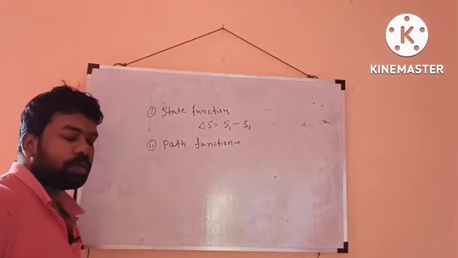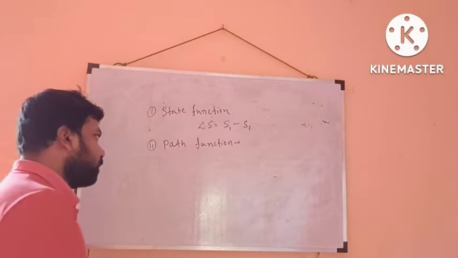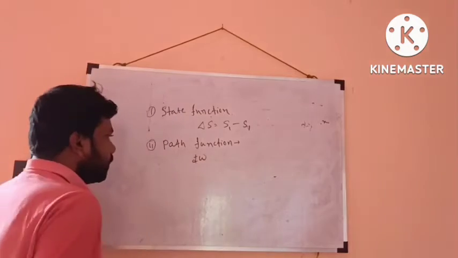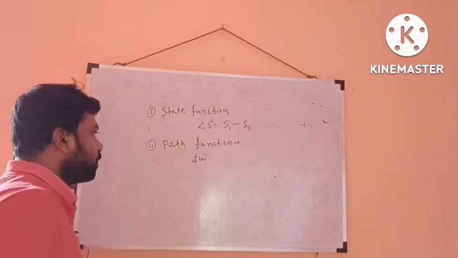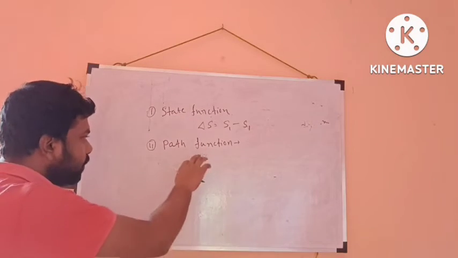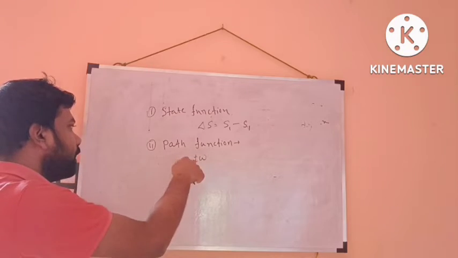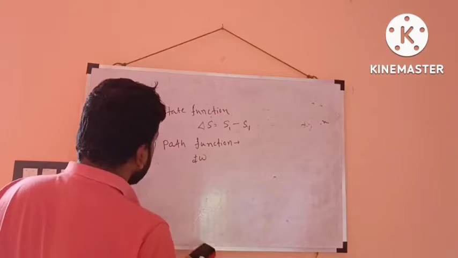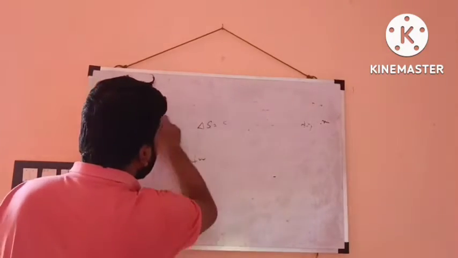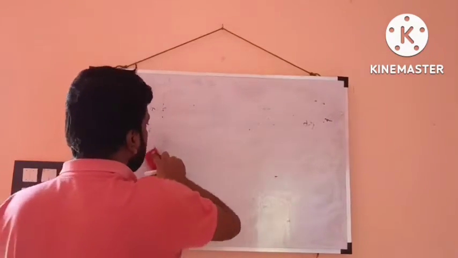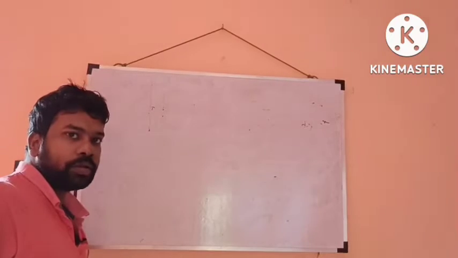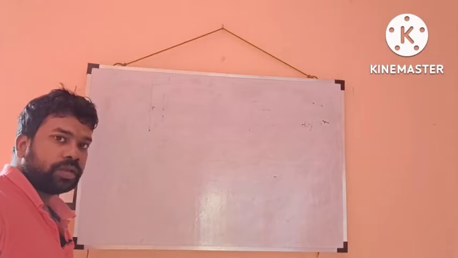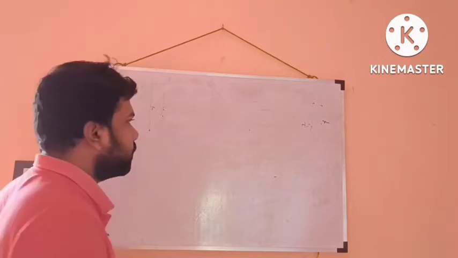A path function depends upon the manner in which we change the path. Suppose dU is a state function and đw is a path function, because it depends upon the manner of the path. Now let's see how a path function depends on the path and how we derive that something is a state function.